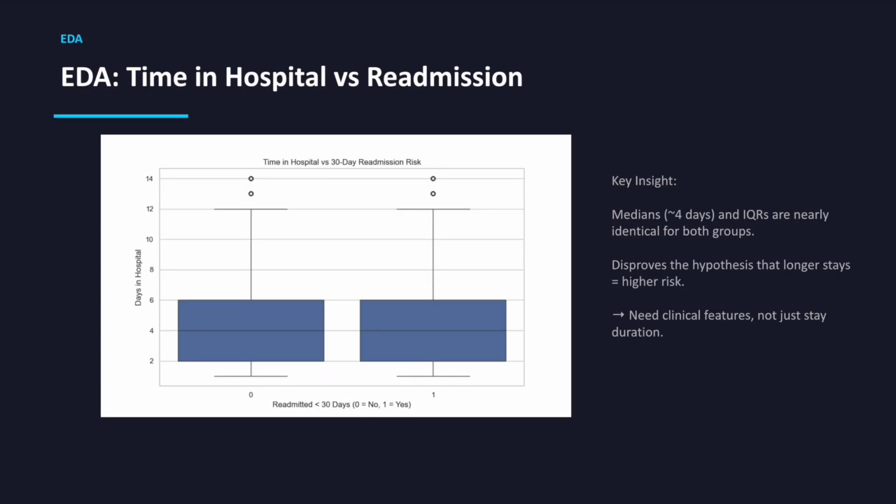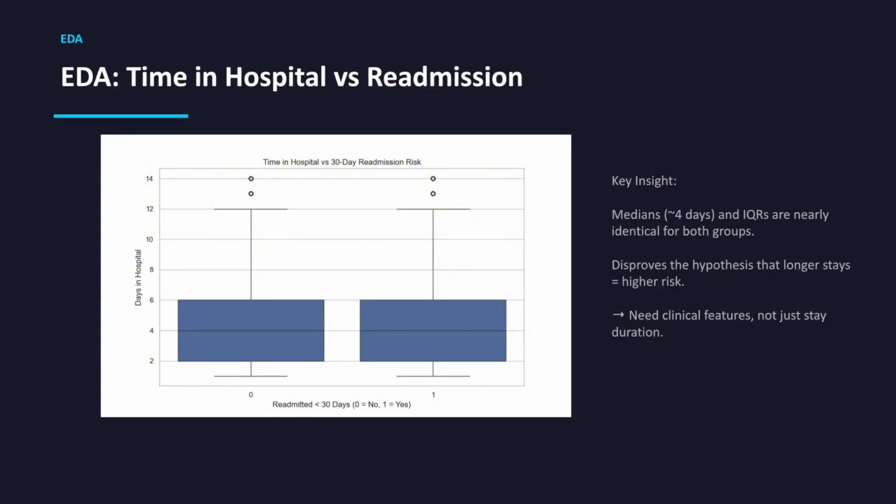Next, we analyzed time spent in the hospital. We initially expected that longer stays might indicate higher readmission risk, but the data does not support that. Both readmitted and non-readmitted patients have very similar medians around 4 days with nearly identical distributions. This shows that length of stay is also not a strong predictor, so simple surface-level metrics are not capturing the underlying risk.